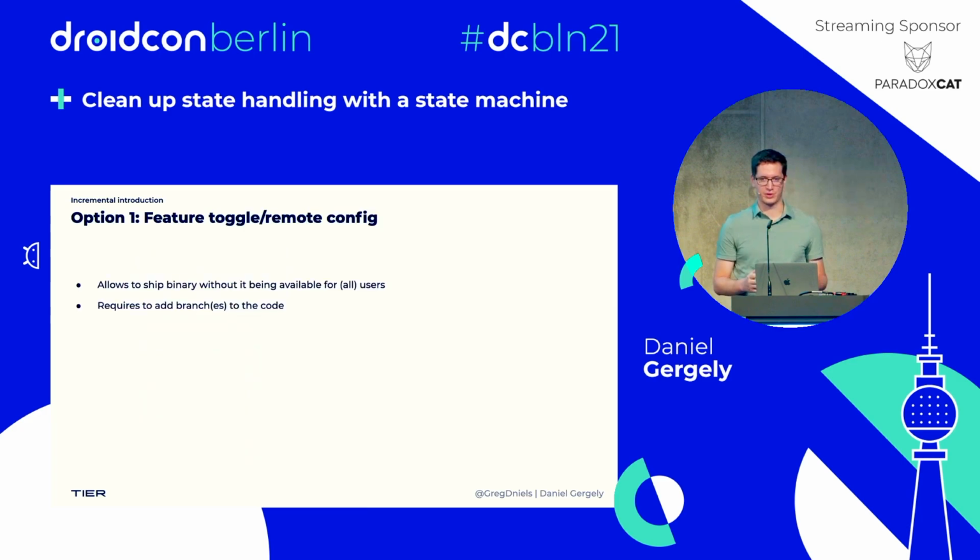And one option that came to our mind is something that I guess almost every one of you have already used in one of your projects, is to use a feature toggle or some kind of remote configuration. This is obviously a tool that allows you to ship a binary or ship parts of code that won't actually be used by the users or all users. And how it works is it requires you to add some branches to your code, basically, like if statements.